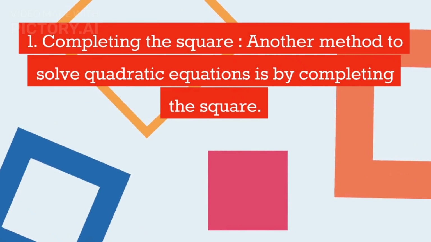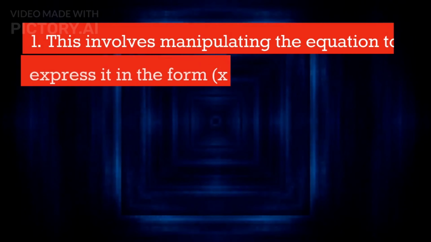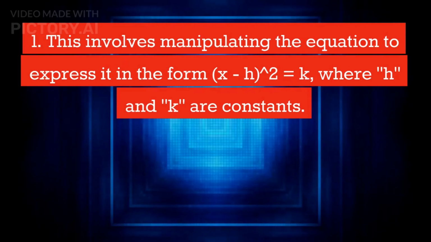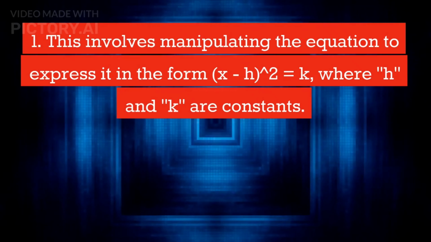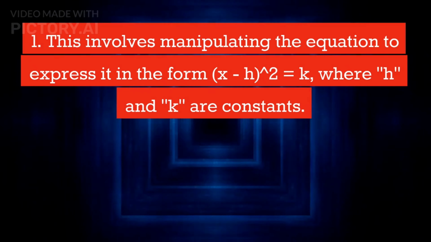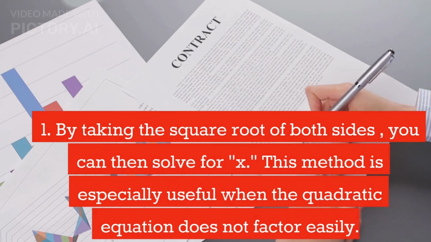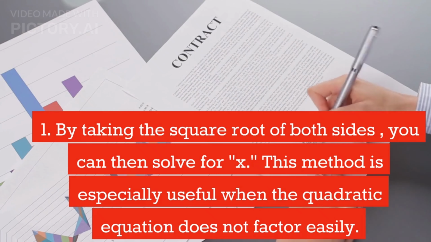Completing the square. Another method to solve quadratic equations is by completing the square. This involves manipulating the equation to express it in the form (x minus h) squared equals k, where h and k are constants. By taking the square root of both sides, you can then solve for x. This method is especially useful when the quadratic equation does not factor easily.